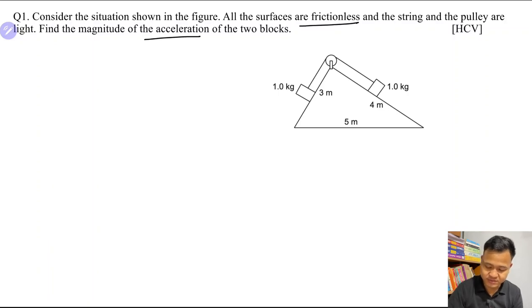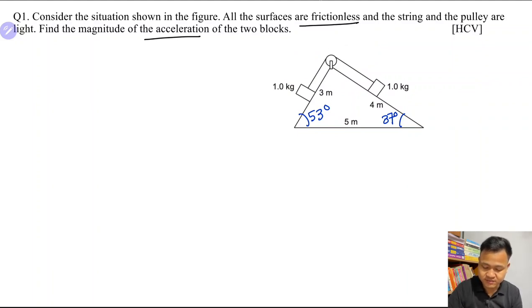Here the question has 3, 4, 5, so indirectly they are giving you the angle. This is 53 and this is 37. Will the blocks go like this or will they go the other way? Let's find out in the free body diagrams.